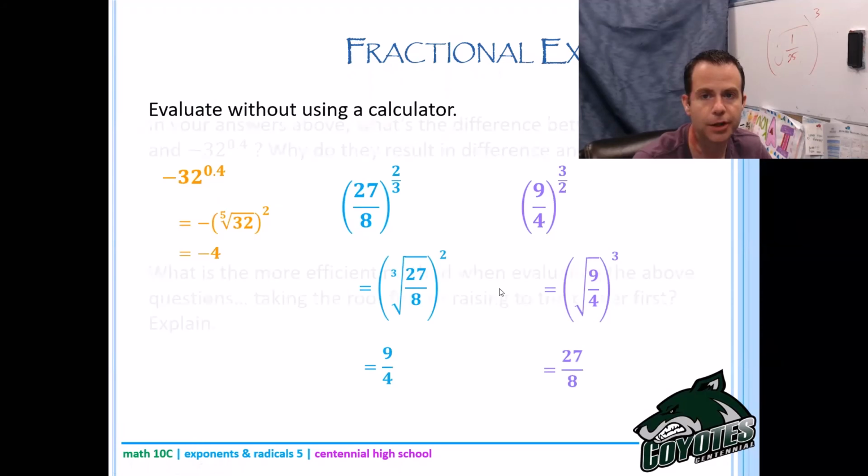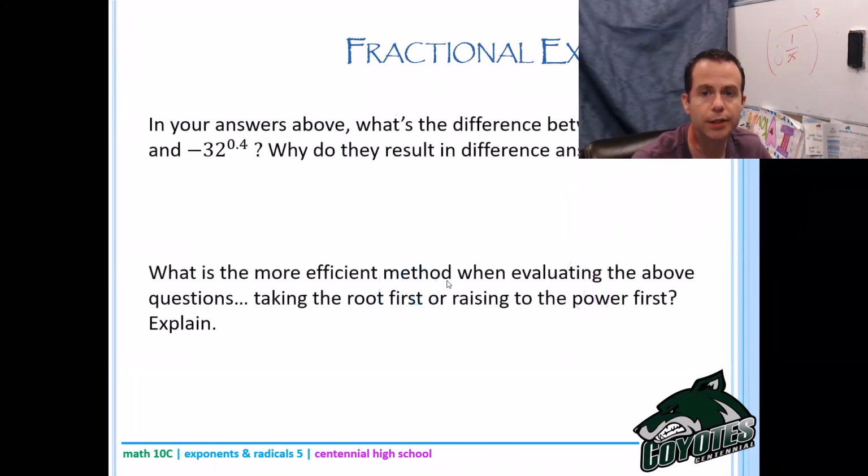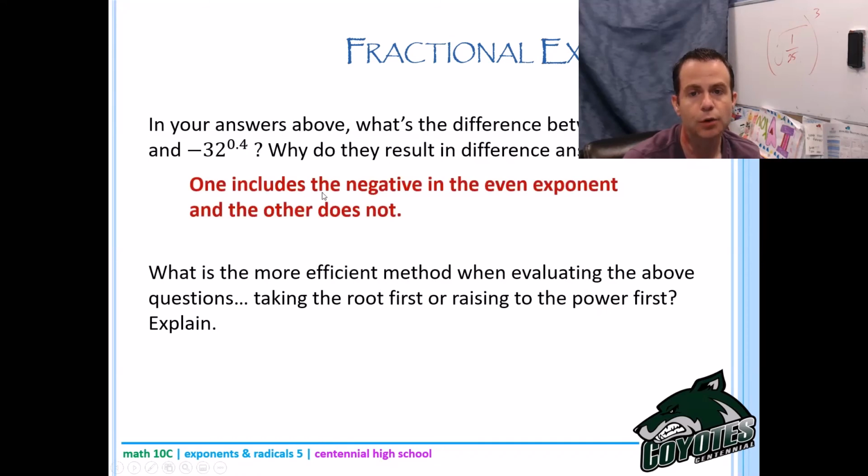Okay, good job. In your answers above, what's the difference between negative 32 to the 0.4 and negative 32 to the 0.4? We talked about that. One includes the negative in the even exponent and the other does not. So in this one, your answer ended up being positive, but in this one, your answer ended up being negative.